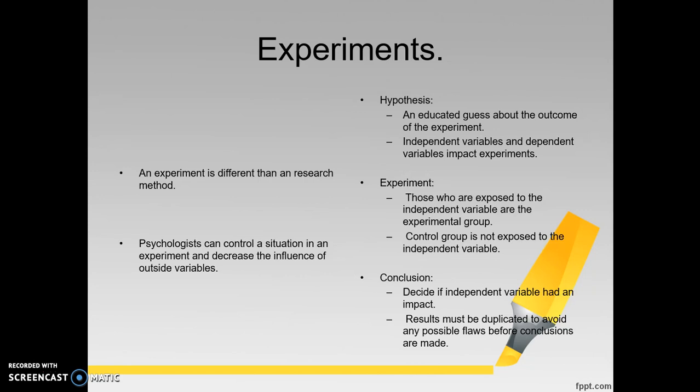We'd have to see. In an experiment, those who are exposed to the independent variable are the experimental group. The control group is not exposed, so the control group might not be given that test or a certain plant to try or food to try, and the other group is the experimental group, and we see if maybe that impacts them. We decide in the conclusion if the independent variable had an impact, and the results must be duplicated to avoid any possible flaws before conclusions are made. So we have to run the experiment again to make sure that it is true.